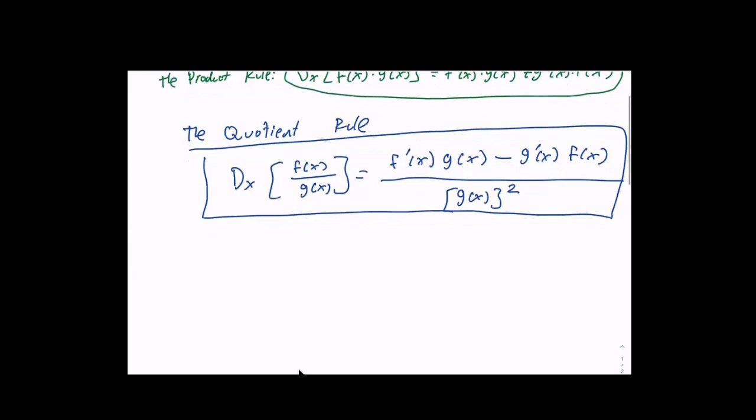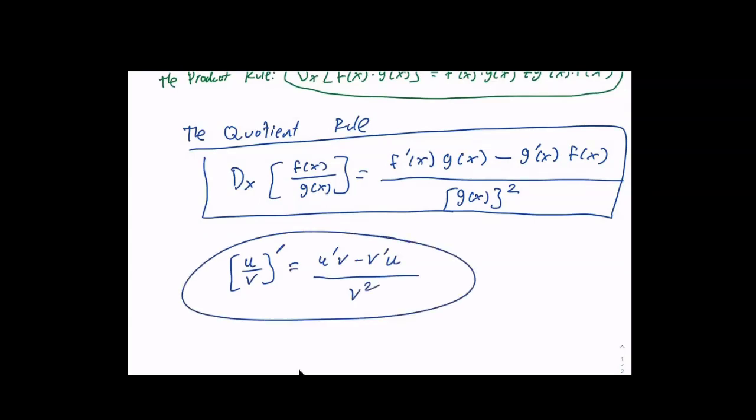We also say that we can also note that if we want to take the derivative of u over v, then it is u prime v minus v prime u all over v squared. So that's just another version of the same thing. It's the same rule, like I said, but we utilize u and v notation rather than f and g function notation.